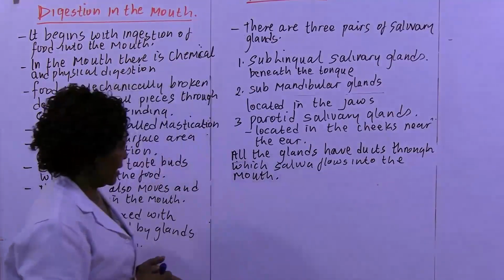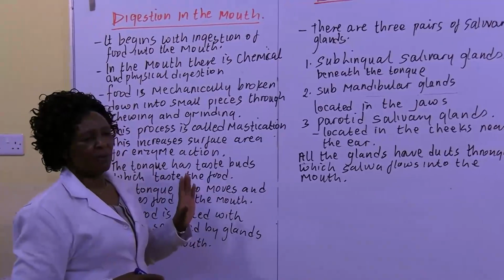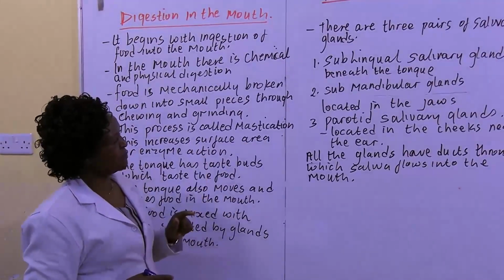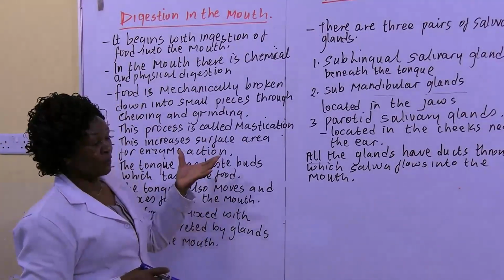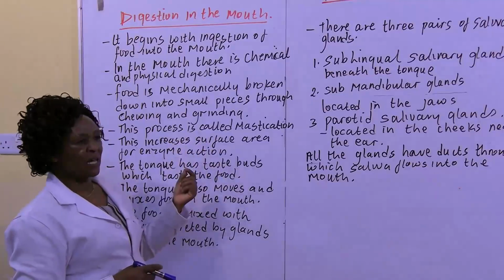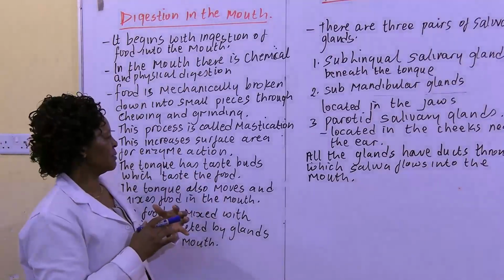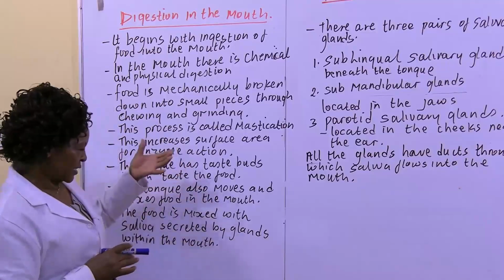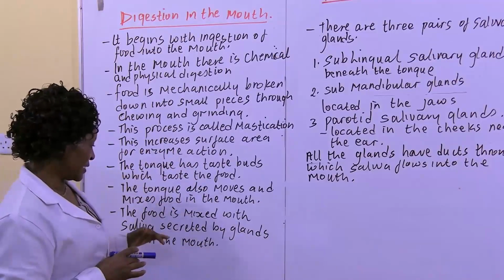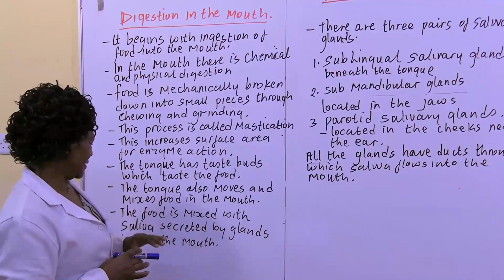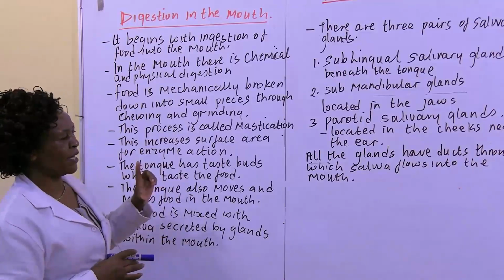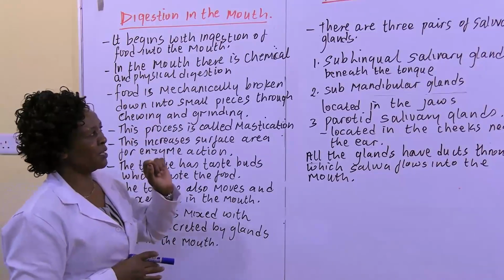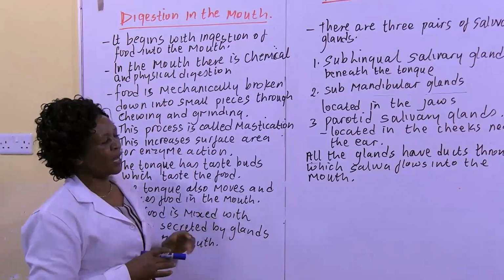So we have had mastication, mechanical breakdown of food within the mouth by the use of the teeth. Then we have the tongue that moves the food within the mouth and also mixes up the food. Now this tongue mixes up the food with saliva. Saliva is secreted by three pairs of glands. We have them: the submandibular, the sublingual, and the parotid.